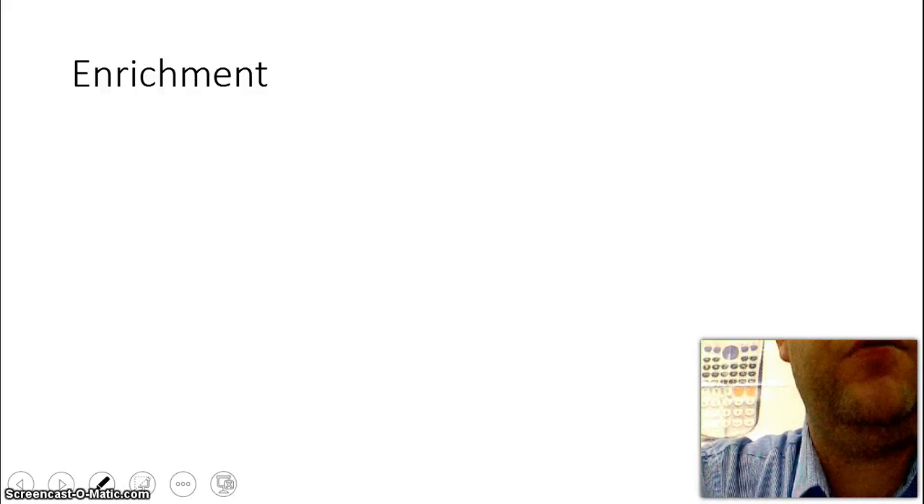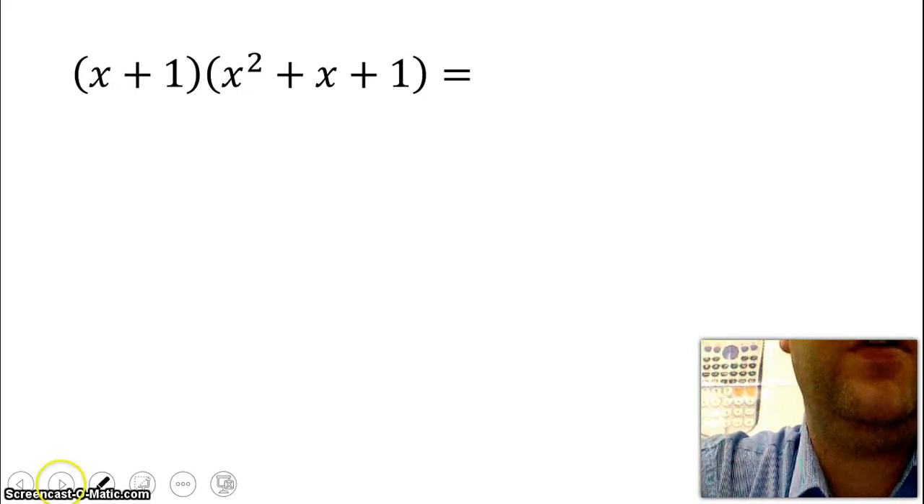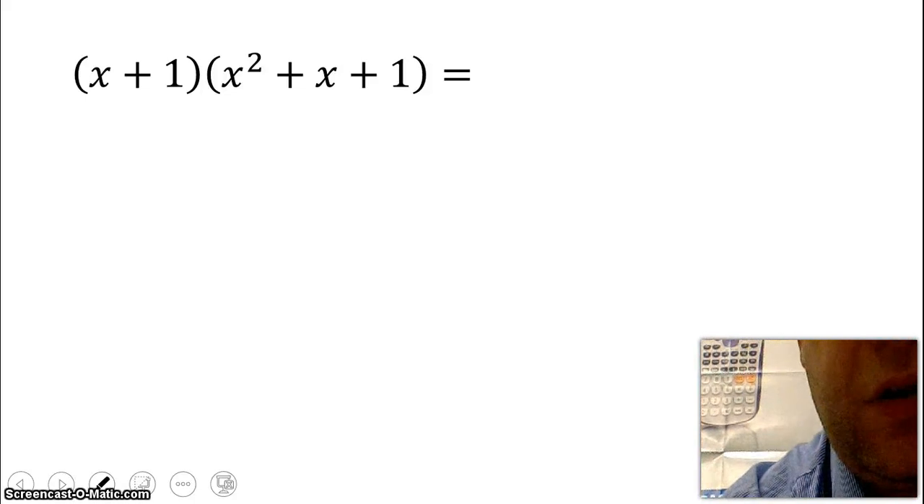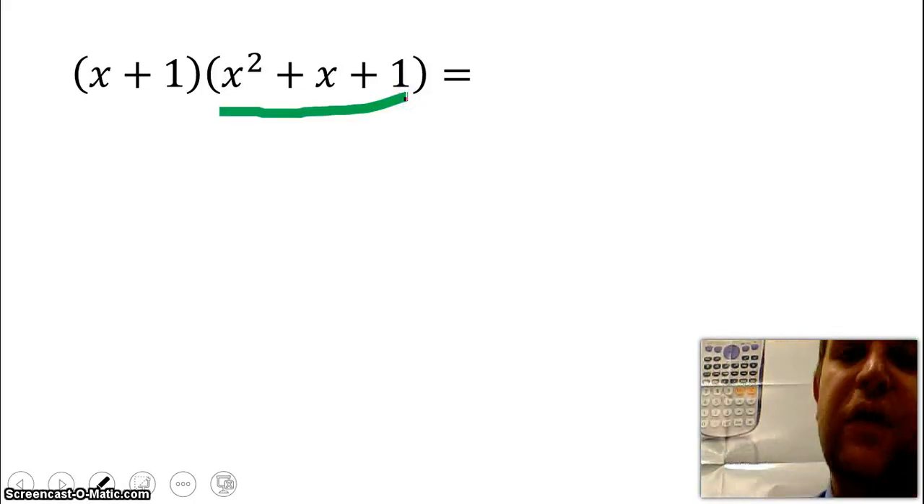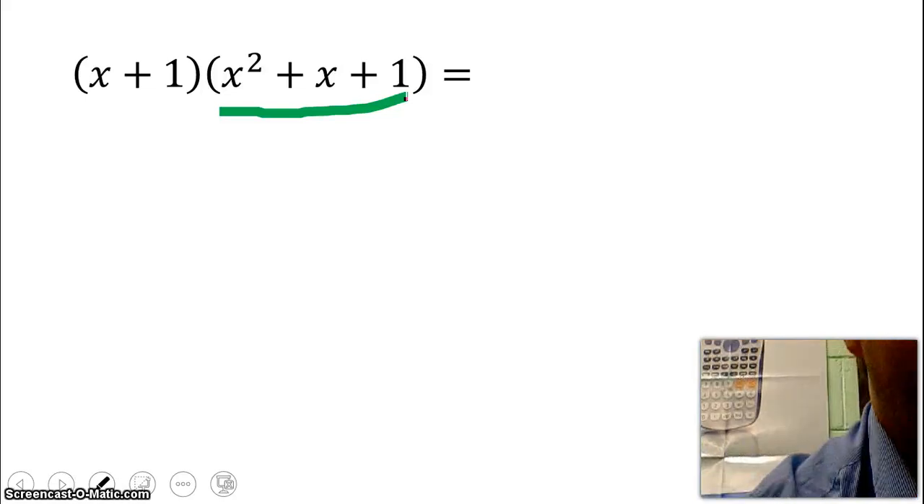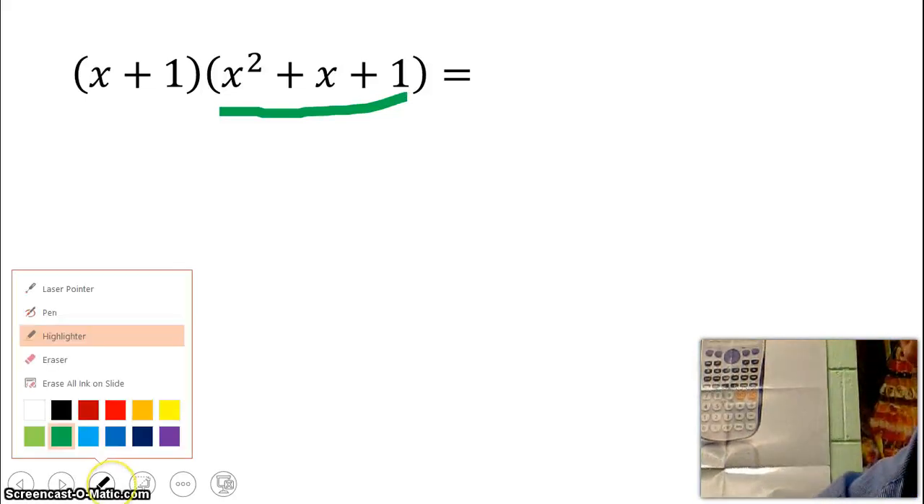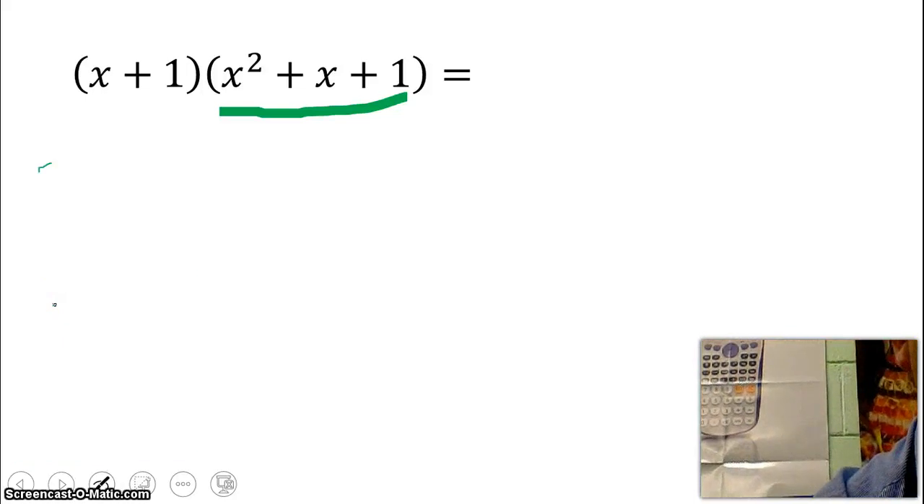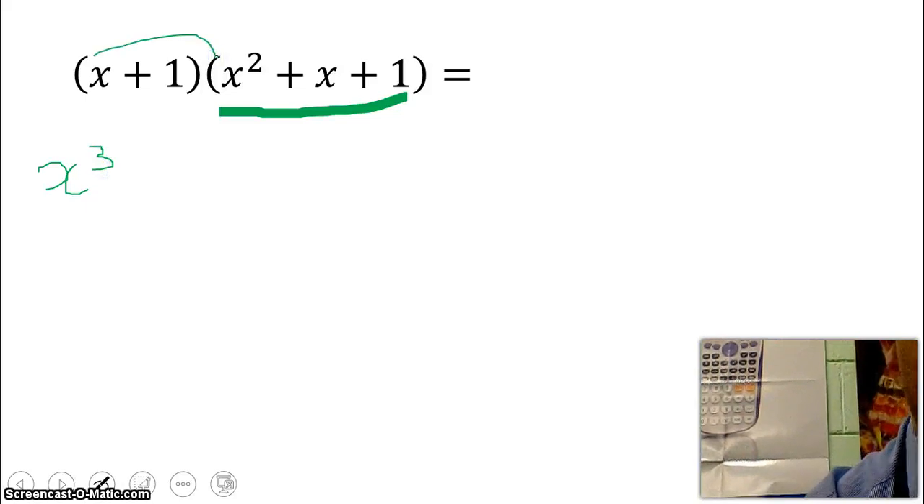I'll go into one of the enrichment ones. You can pause the video here if you wish. With a trinomial, so something with 3 terms, it's exactly the same process. Now I know I'm going to run out of room, so I'm going to start on the next line. So I've got x times x squared gives us x cubed. x times x gives us x squared. x times 1 gives us x.